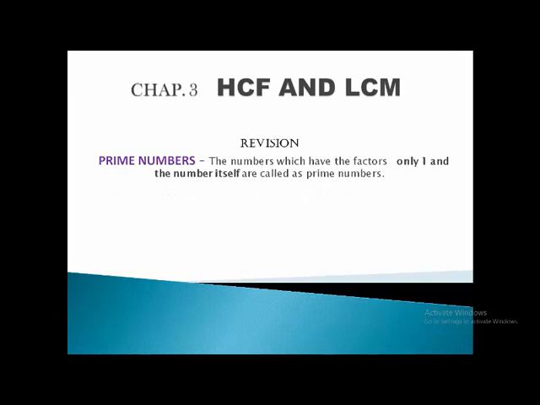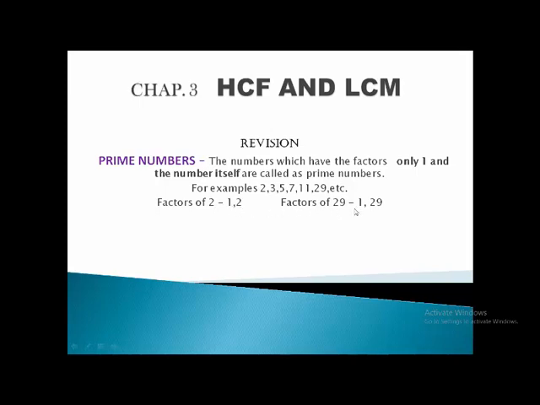The numbers which have the factors only 1 and the number itself are called prime numbers. Let's see in examples. If you see the numbers 2, 3, 5, 7, 11, 29, etc. In these examples, the factors are only 1 and the number itself. Let's see the example of 2. The factors of 2 are 1 and 2.